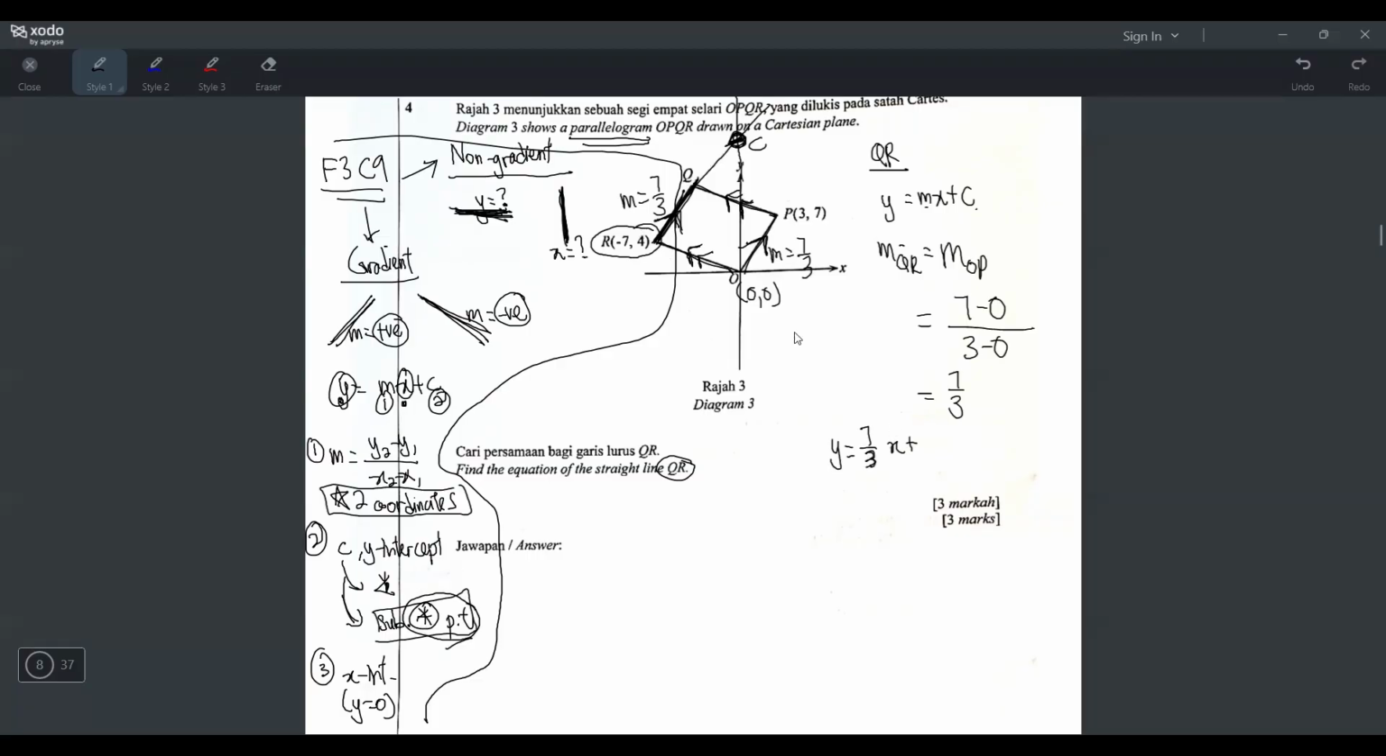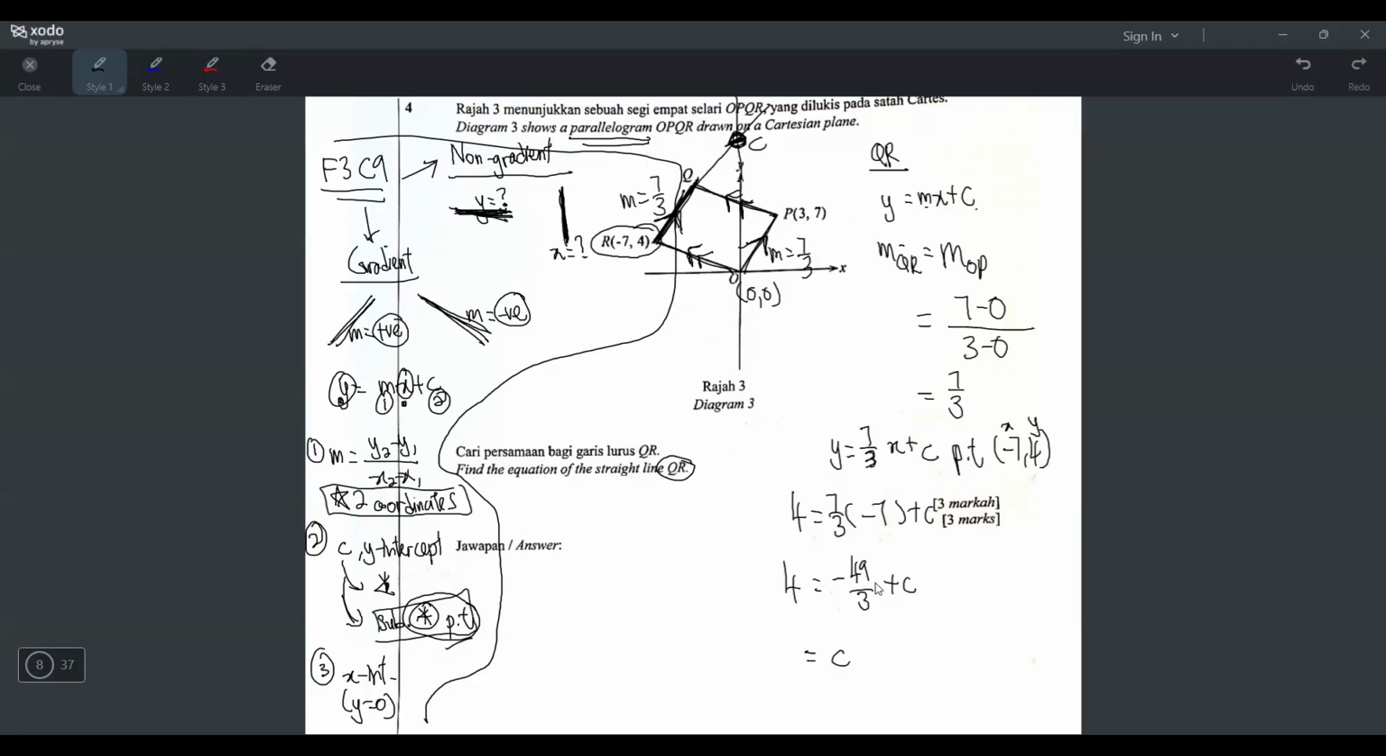So now I can't find the c, so I'll just write the c here, and I will write PT, which stands for passes through. So passes through -7, 4. And what I will do now is sub the x = -7, y = 4 inside here, to get the c. So it will become 4 equals 7 over 3 x plus c. And for the x, you put -7. So now it becomes 4 equals -49 over 3 plus c. Okay, this one just multiply and divide. Or you can use your calculator also can. What is 4 plus 49 over 3? Let me press.